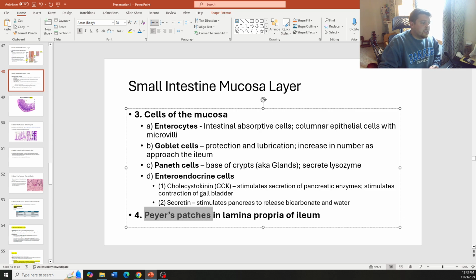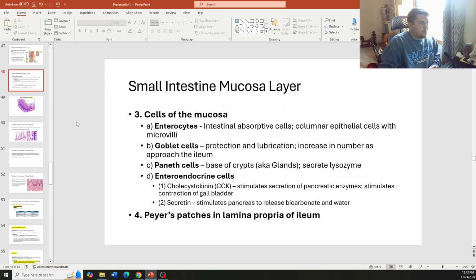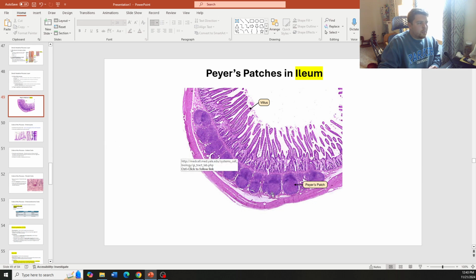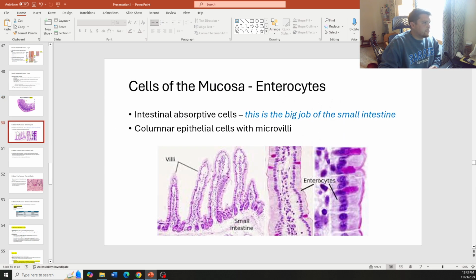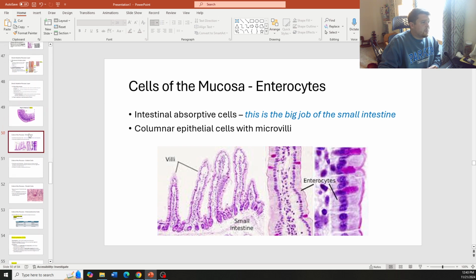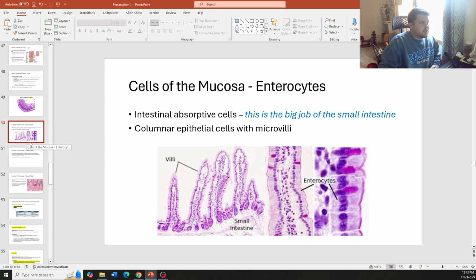And then we've mentioned these before when we talked about the immune system. We also have Peyer's patches in the lamina propria. Here are our Peyer's patches. Those are connected to our immune system in the small intestine. And let's talk about these specific cell types.